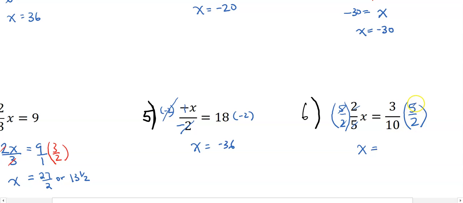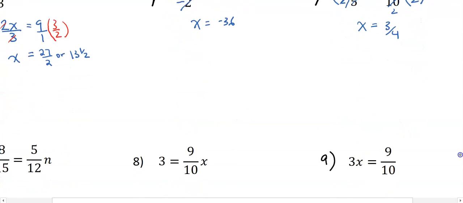The right side, ooh, I see canceling. 1, 2, I can reduce. 3 times 1 is 3. 2 times 2 is 4. Oh, x is 3/4. In other words, 2 over 5 times 3 over 4 equals 4 over 10, or equals 3 over 10. Let's write a few more.